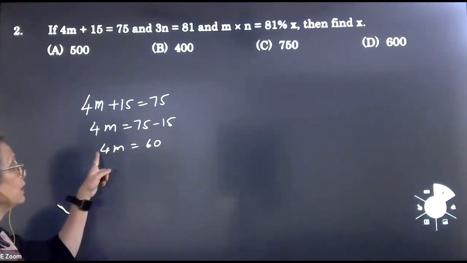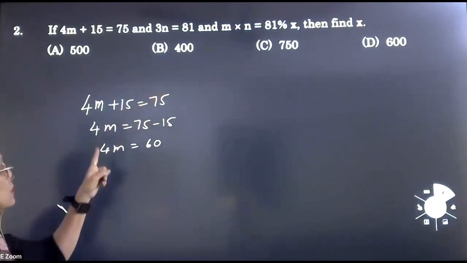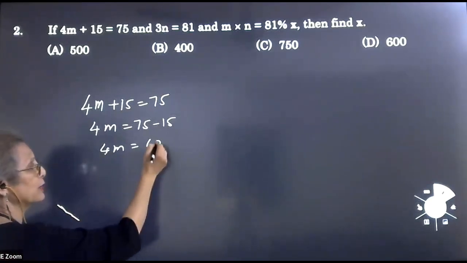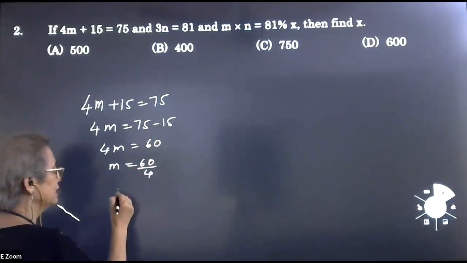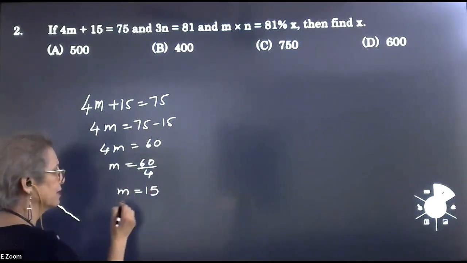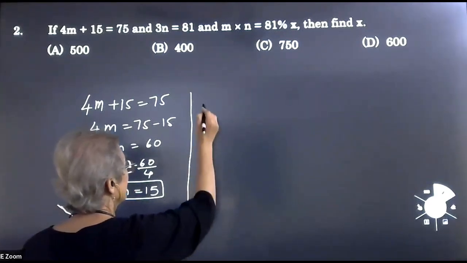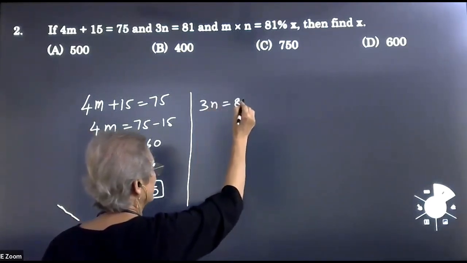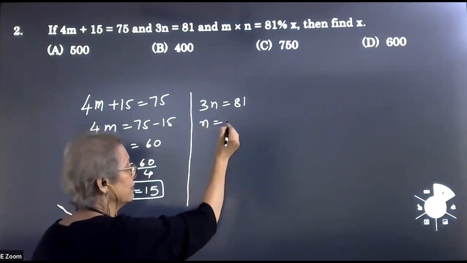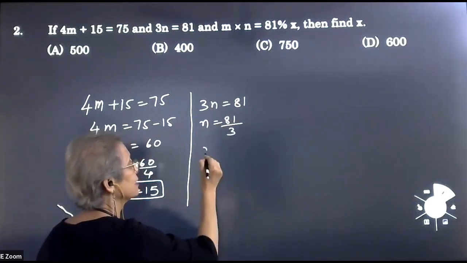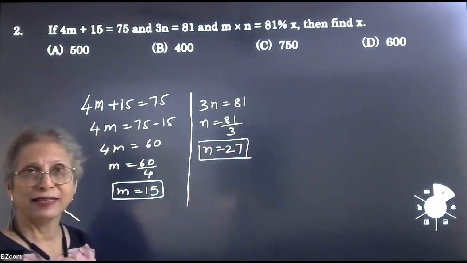Now we have to find the value of m, not 4m, because we have to find m into n there. So let us find the value of m, and therefore 4 is to be taken here. It will now be divided by 4, and therefore m is equal to 15. First value we got, m is equal to 15. Similarly, let us find out n. Here it is given 3n is equal to 81. Let us take 3 to the other side. That means divided by 3. So n is equal to 81 upon 3, and therefore n is equal to 27. We got both the values, m and n.